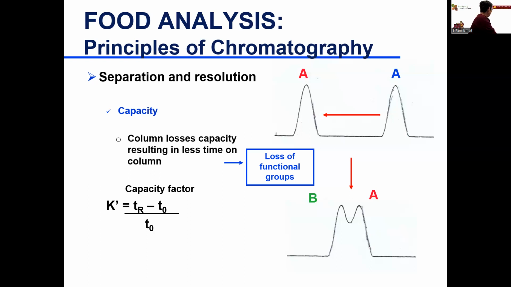So basically, the capacity factor is the retention time minus the solvent front, over the solvent front. So it can get smaller with time because you lose functional groups. Any questions about efficiency, selectivity, capacity?